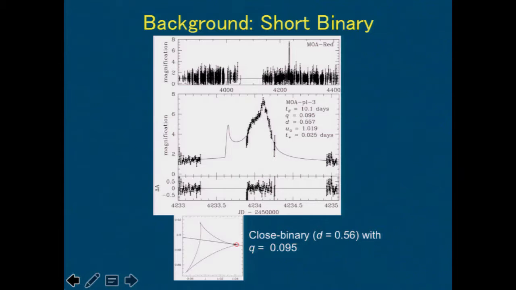Here is another case. Here is the data during one night. And this can be explained by the close binary with a mass ratio of about 0.1. Here is the caustic. So we missed the caustic entrance, but we observed the exit around the cusp.